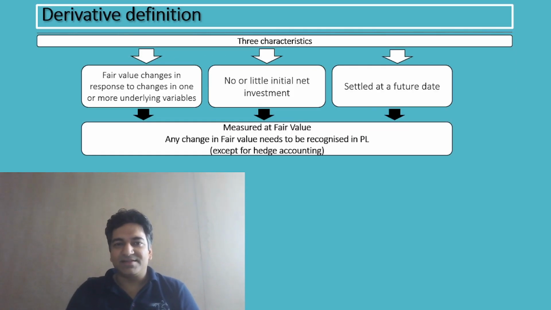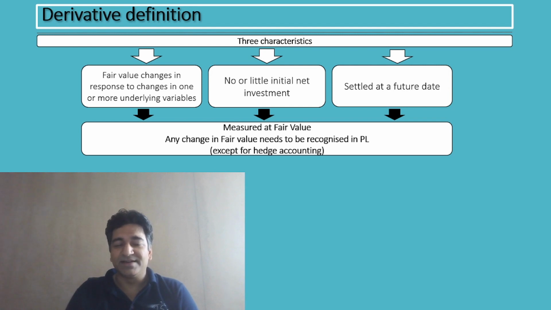There are three characteristics of derivatives as defined in the accounting standards. First, the derivative's fair value changes in response to changes in one or more underlying variables. Second, there is no or very little initial net investment that is required. And third, these derivatives are settled at a future date.